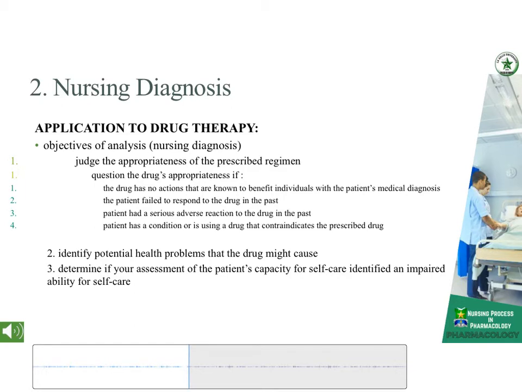The patient failed to respond to the drug in the past, meaning kung naay walay effect ang tambal sa sakit ni patient sa una tungod kay of the different factors, pwedeng siyang wala nag-take or na-stop ang pag-take sa medication. The patient had a serious adverse reaction to the drug in the past. Okay, fourth, the patient has a condition or is using a drug that contraindicates a prescribed drug. If any of these conditions apply, you should consult with the prescriber to determine whether the drug should be given or not. Analysis must identify potential adverse effects in drug interaction.